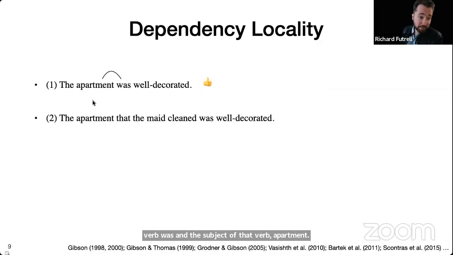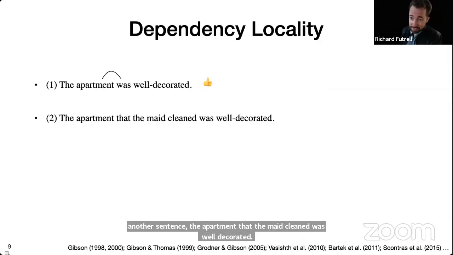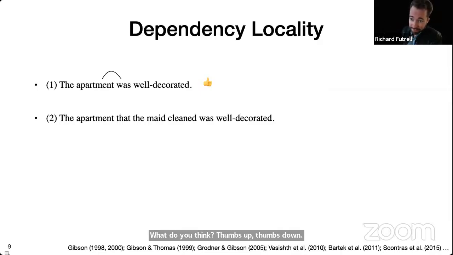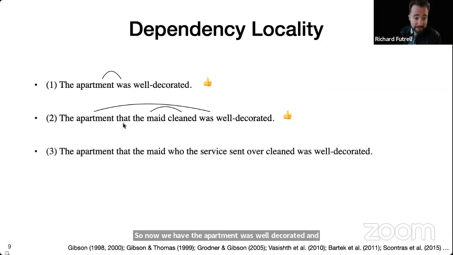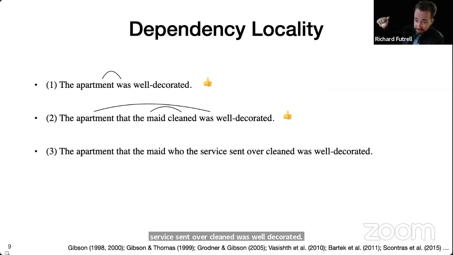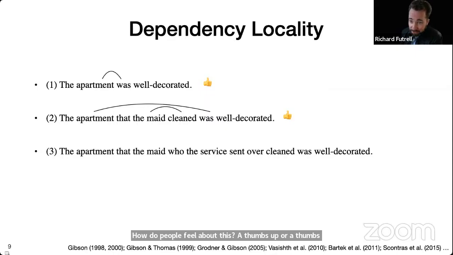Here's another sentence. The apartment that the maid cleaned was well decorated. What do you think? Thumbs up, thumbs down? I'd say it's still a thumbs up. And now there are more dependencies, and they're somewhat more complex and nested and longer. So now we have the apartment was well decorated, and that's spanning this intervening relative clause. Now, how about this? The apartment that the maid or the service sent over cleaned was well decorated. How do people feel about this? A thumbs up or a thumbs down? I can't actually see the audience. So typically people feel kind of mixed about this.